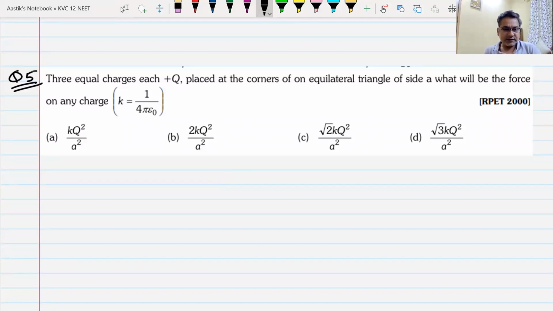3 equal charges, each Q, are placed at the corners of an equilateral triangle of side A. What will be the force on any of the charges? On any of the 3 charges, forces are going to be the same in magnitude. To find the force on any one of the charges, I'll give you 2 minutes to do this.